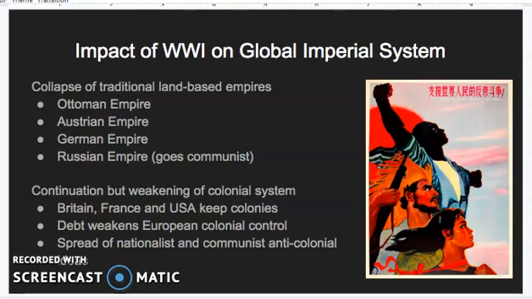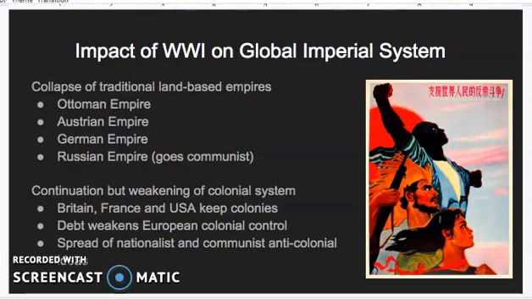On the global stage, you see a number of pretty important changes resulting from World War I. First of all, the surviving traditional land-based empires that were still hanging on by 1914 are now out of the picture. The Ottoman Empire, the Austrian Empire, and the German Empire all collapse and are broken down into smaller nation states.